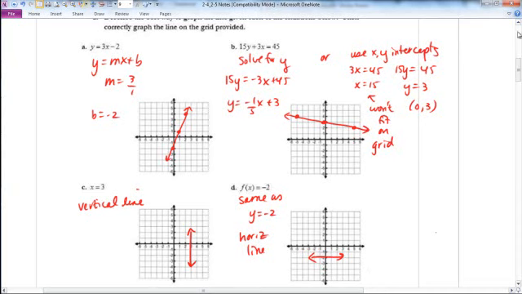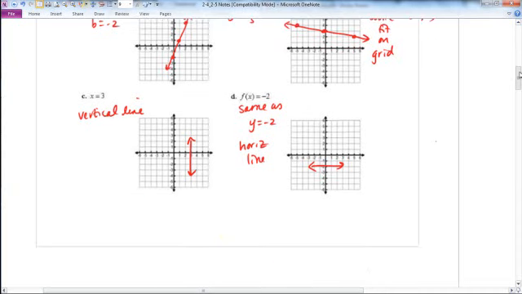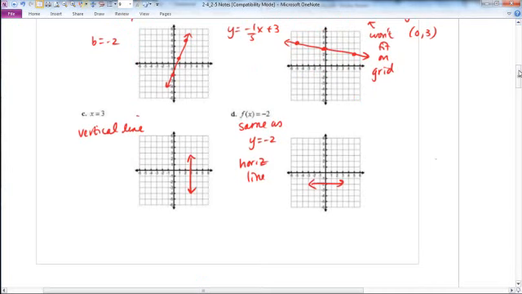In part C and D, we see an example of our horizontal and our vertical line. A vertical line is not a function. It will always be in the format of x equals a number, and to graph, you put a point on the x-axis and then draw a vertical line through it. A horizontal line will always be of the form y equals a number, or it'll be a constant function, in this case f of x equals -2 and always equals -2. We'll put a point on the y-axis at the y value of -2 and draw a horizontal line through it.